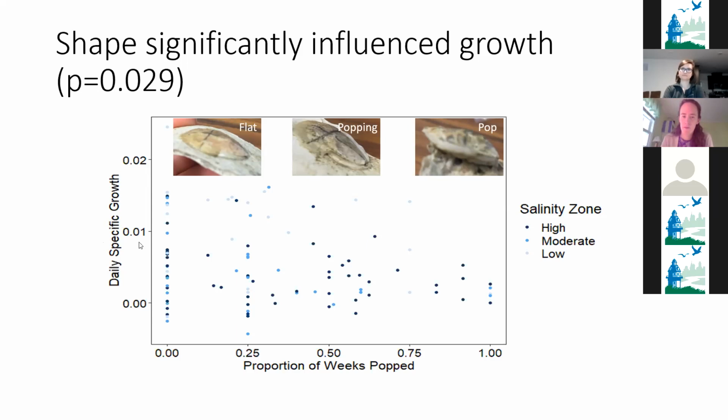Yeah, so I think Dave's question was just if the salinity zone had influenced their shape, if I'm remembering it correctly, and no, it did not. This is the proportion of weeks popped. If they stayed flat the whole time, that's these guys over here, and if they were popped the whole time, that's these guys over here, and you can see the general negative trend with the amount of time they were popped or not. So I think I answered Dave's question with this graph.